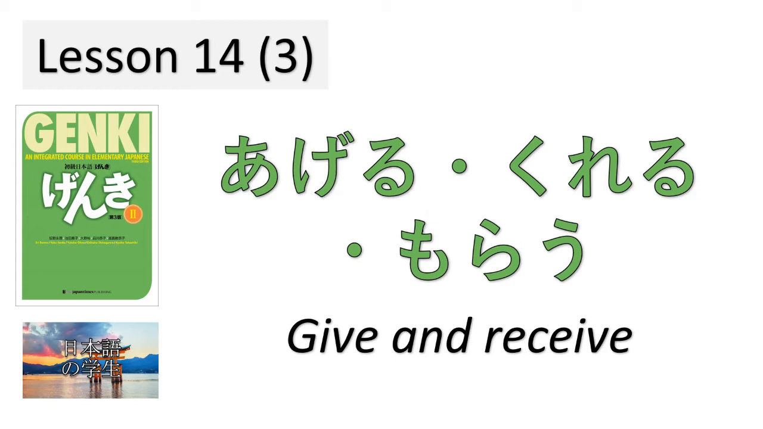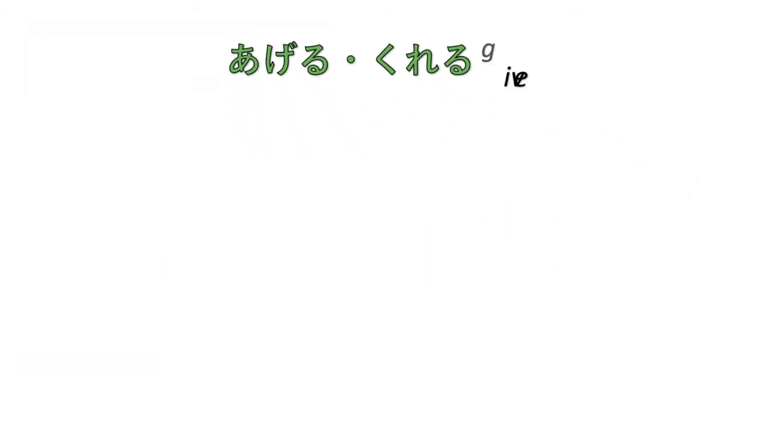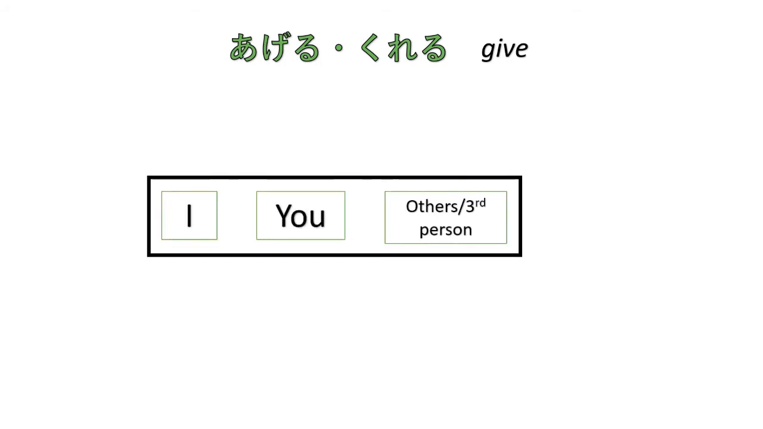In this lesson, we will learn the Japanese verbs for give and receive: ageru, kureru, and morau. Japanese has two verbs for giving, kureru and ageru. The choice between the pair depends on the direction of the transaction.